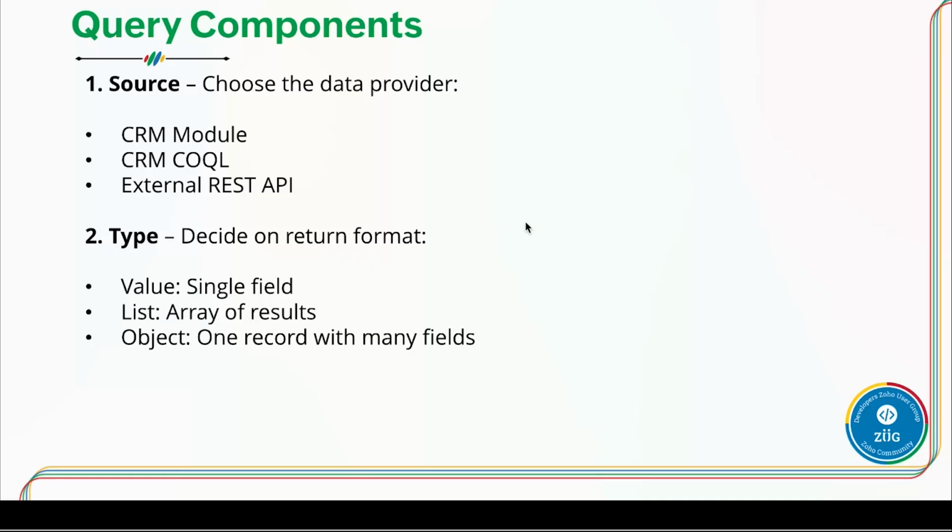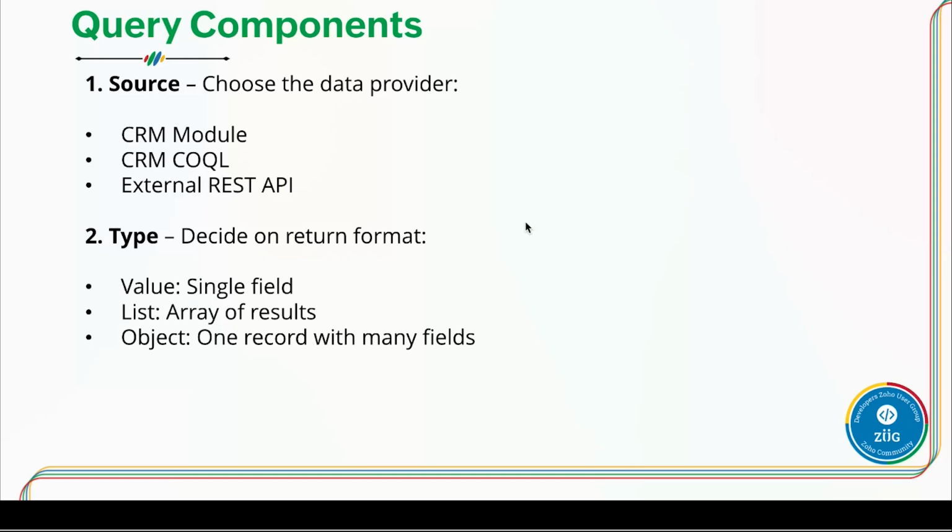If it's a CRM module, you choose the CRM module type as your source. Or if you're someone who is well versed with SQL syntax and you would like to use the same SQL-like syntax in your queries, then you could go for the CRM COQL type, where you use the COQL or the CRM object query language, the query API, to fetch data from CRM modules. Or if your data resides in an external application, then you could choose your source as a REST API. Coming to the type, the type decides the return format. Do you want one value, one object, or a list of results?